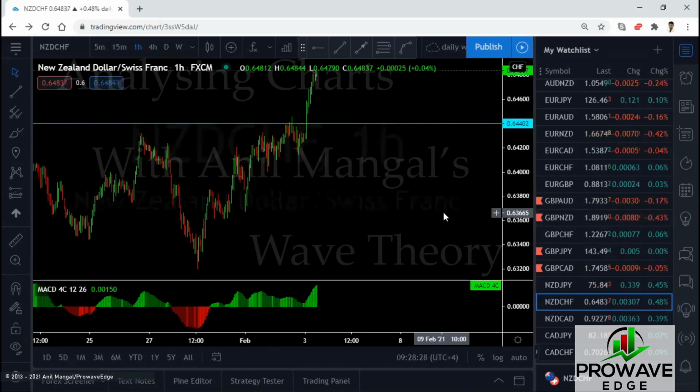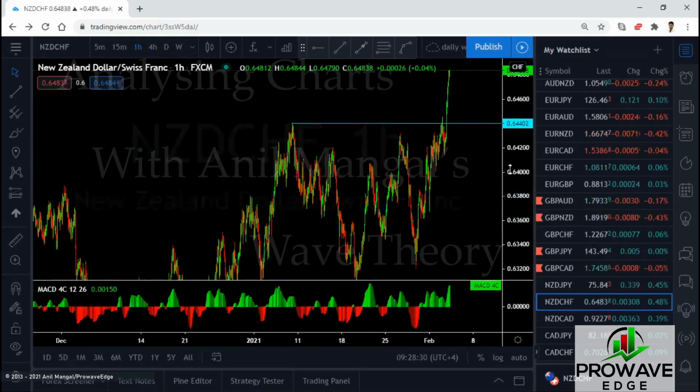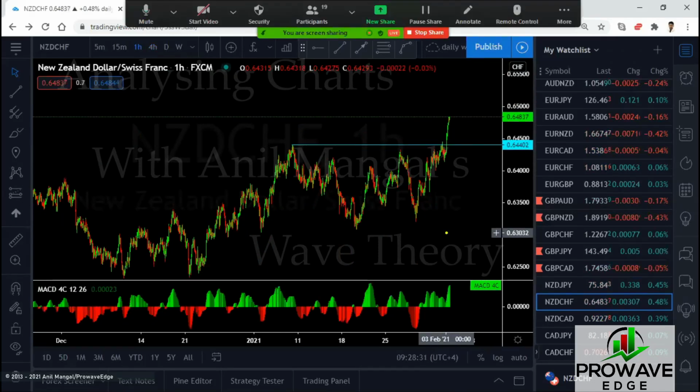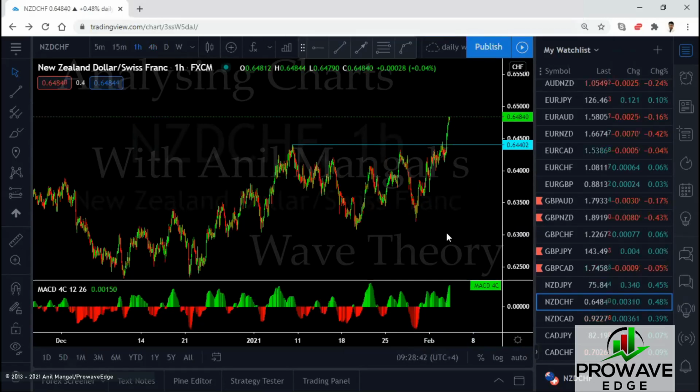New Zealand Swiss. This was an upside because this was going and you already had this expanding flat in here. Right? This was a clear upside. We spoke about that. We said just watch it carefully when you're breaking the top. Now any pullback here would be a buy. That's a continuation pattern.